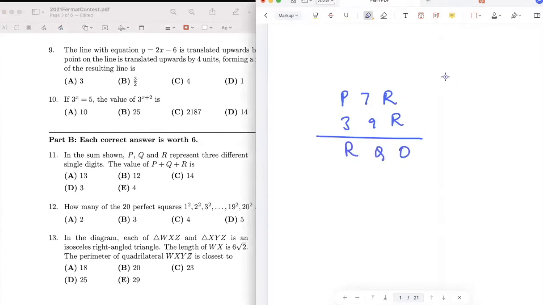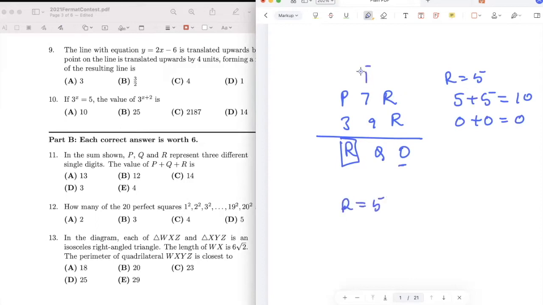So as I was saying, R can be 5 because 5 plus 5 is 10, or R could be 0 because 0 plus 0 is 0. So these are the only two cases in which I'll get a 0 when I add them. But it can't be 0 because I have an R here. So that means it has to be 5. So R is 5. So I have a carry 1 here.